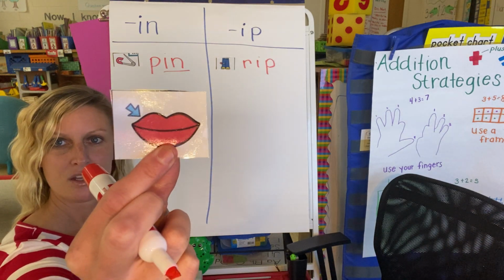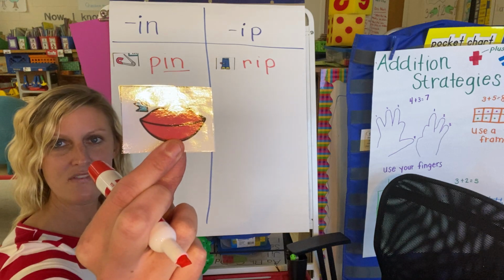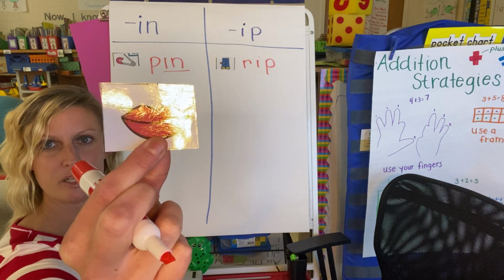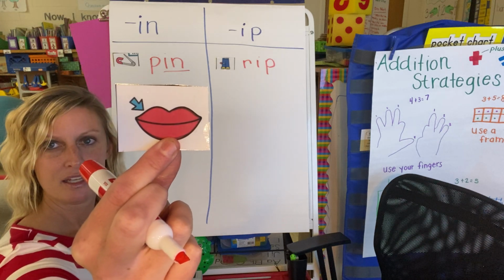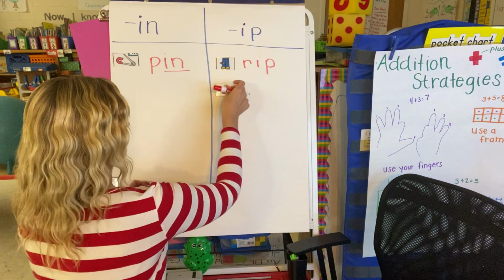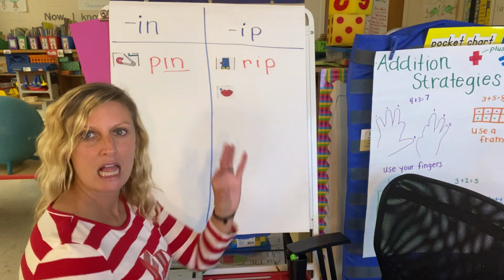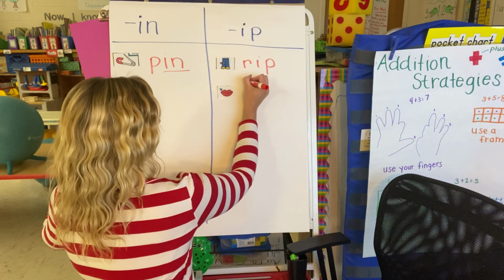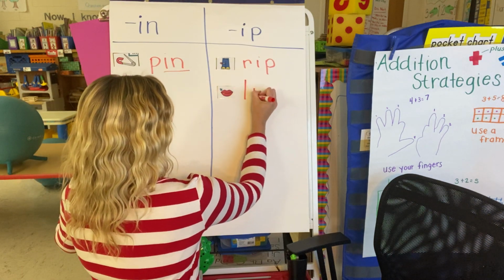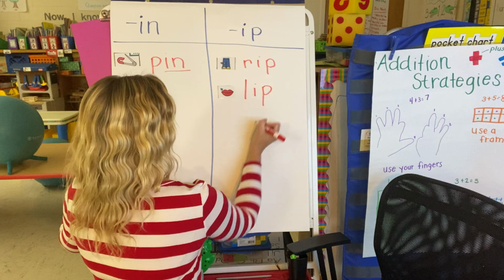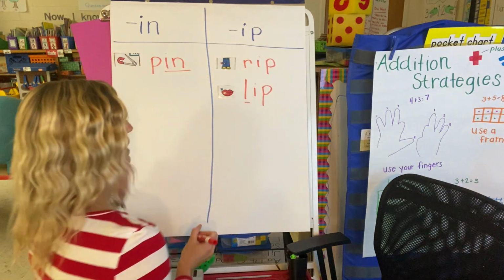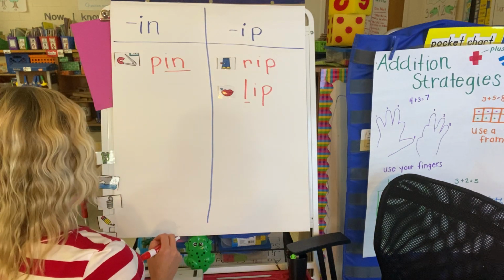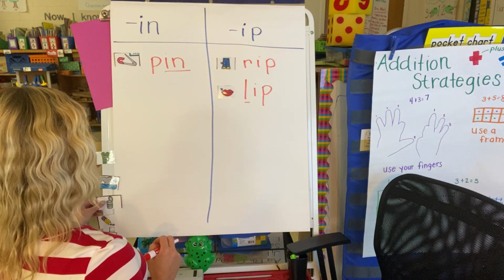This is a lip. Lip. Would lip go in the N family or the IP family? Lip. Which family would that go in? Very good. That goes in the IP family. Let's tap it on our fingers. IP. Lip. What's the first letter you hear in lip? Very good. It starts with an L sound, doesn't it? See if you can write the word lip.